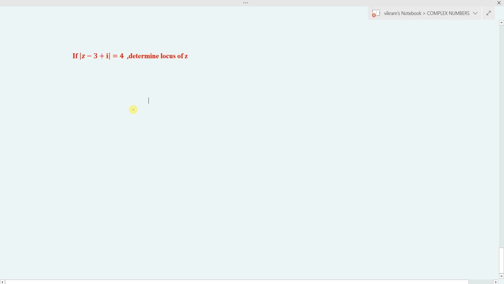Another type of problem in complex numbers is finding the locus of the given complex number. Let me find the solution for this one. How to find the locus of the given complex number? He has given that modulus of z minus 3 plus i equals 4 and is asking us to find the locus. Let z equal x plus iy.